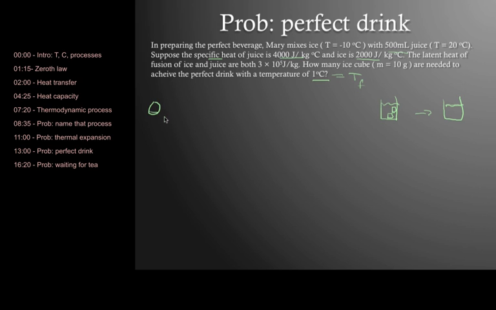So let's look at all these Q's. We have to raise the ice up to 0, basically to T equals 0. Then we have to melt the ice. Then we have to raise the temperature of the ice to 1 degree Celsius. And then we have to account for what's happening to the juice. So we have 4 terms here that we have to keep track of. What we really want to know is how many ice cubes, so we're going to solve for this M ice.